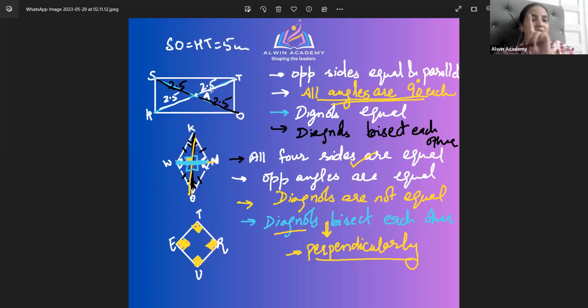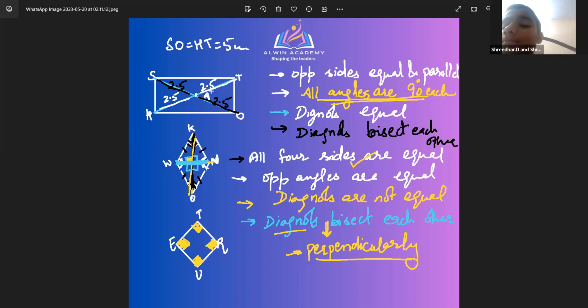For a rhombus, the diagonals are not equal. Again, just like a parallelogram, hai na? Some property from parallelogram, some from rectangle. So I'll say that they are not equal like a parallelogram, but they bisect each other, right? And perpendicularly they bisect. Got it, everyone, or not? Diagonals are not equal, but they perpendicularly bisect each other. Got it, everyone? Got it, ma'am.